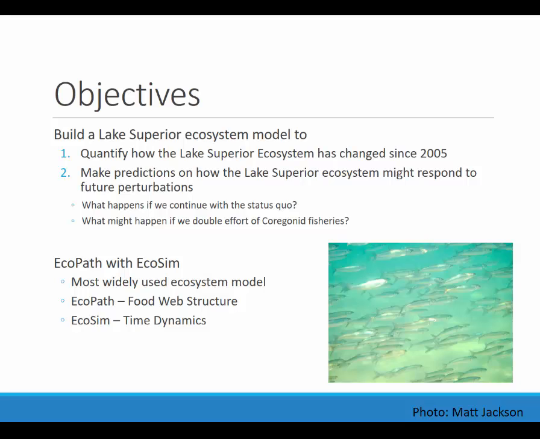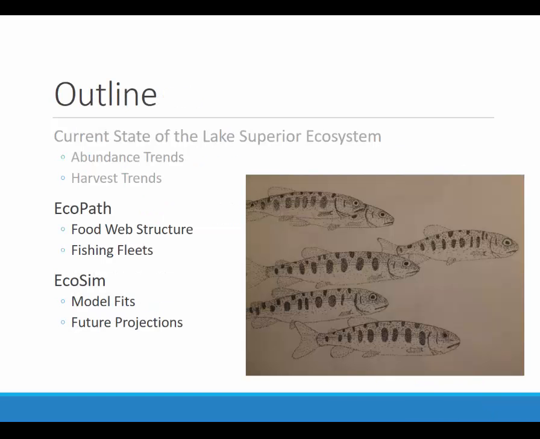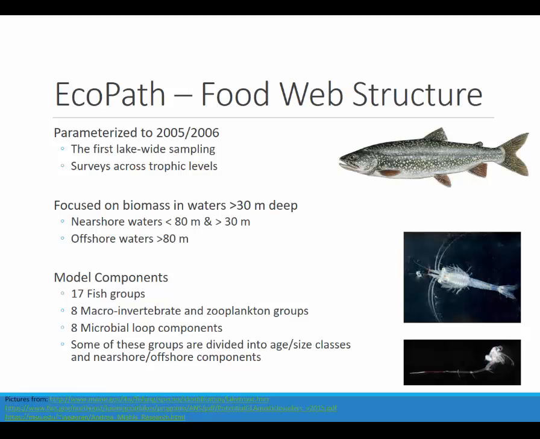We did this using EcoPath with EcoSim, which is one of the most widely used ecosystem models. And EcoPath describes our food web structure, and EcoSim is our time series dynamics. So I'm going to jump right into EcoPath. So again, it's describing our food web structure.